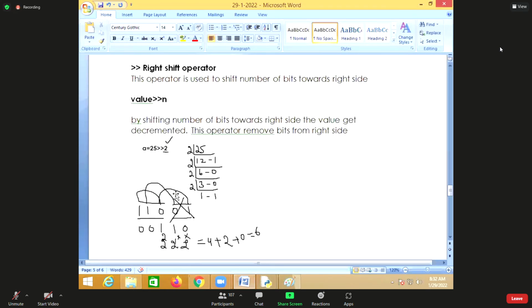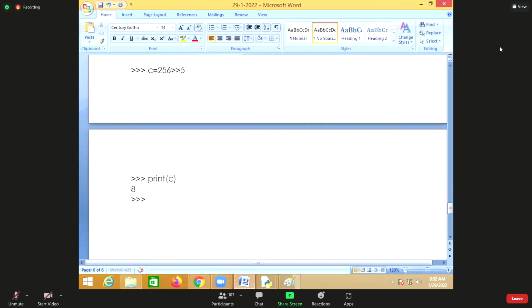Now this is about the right shift operator. And there is also a left shift operator. This is which operator now? Left shift operator. This operator is used to shift the number of bits towards which side? Left side. You are shifting number of bits towards the left side by using which operator? Left shift operator.